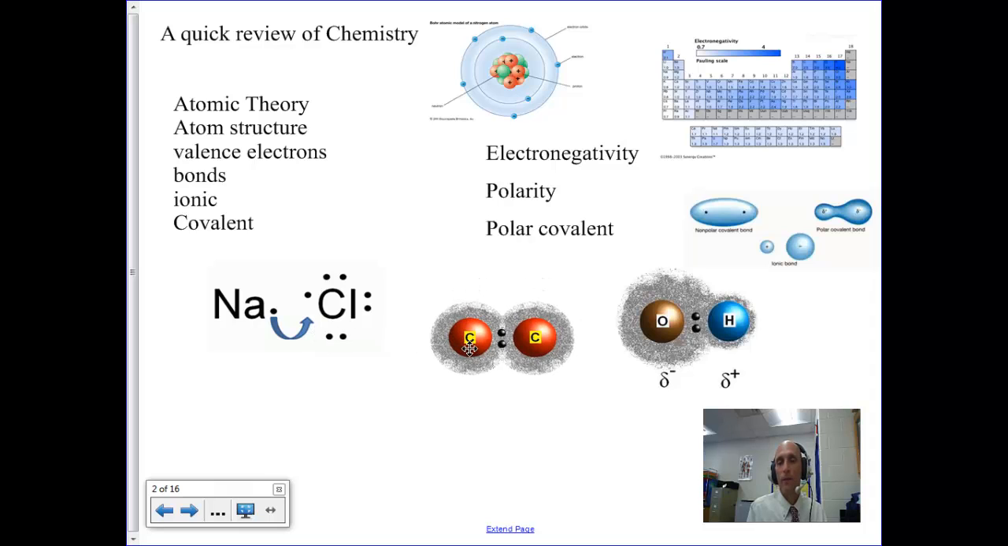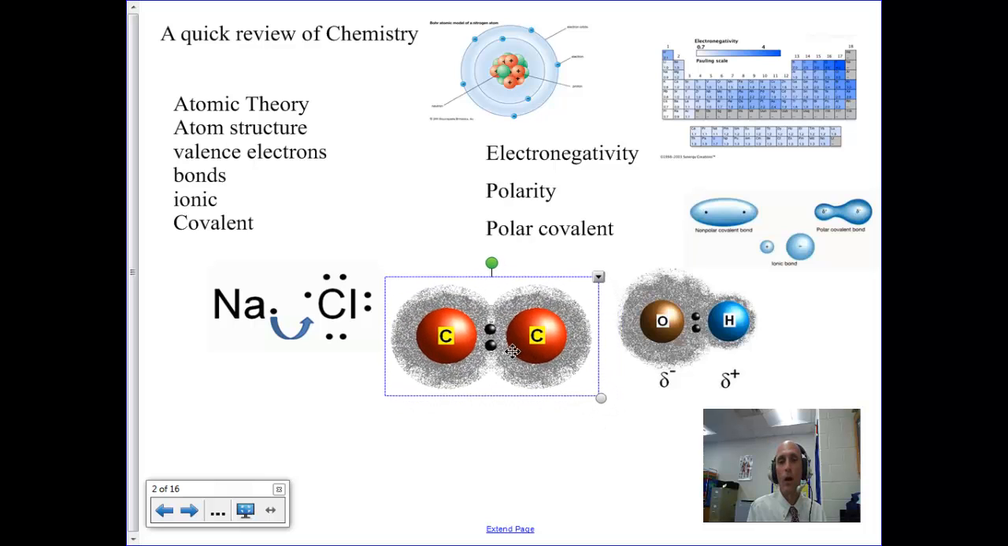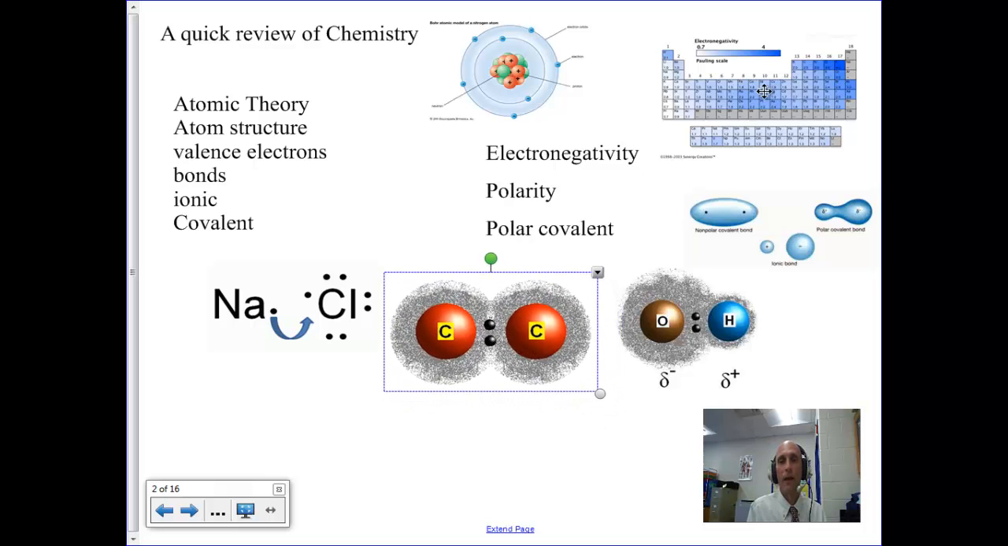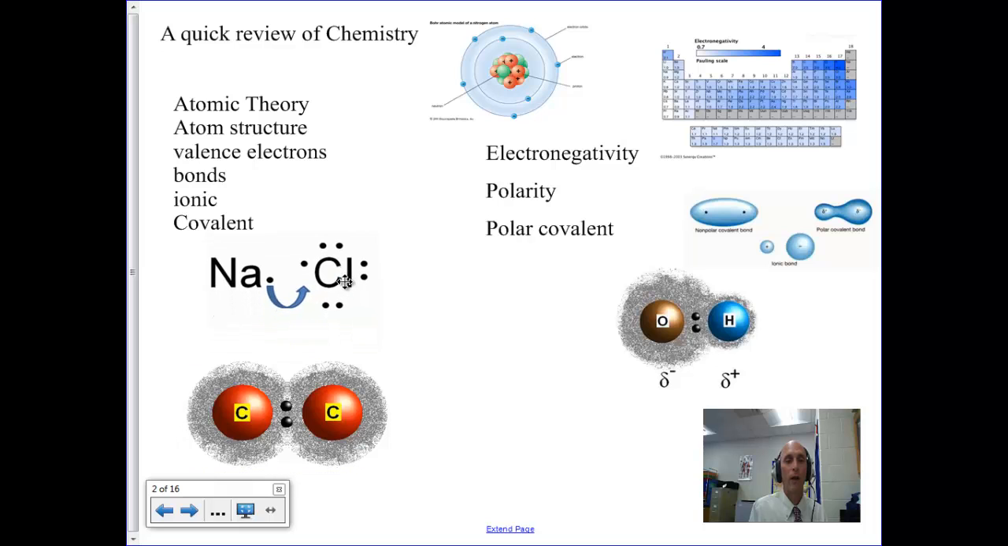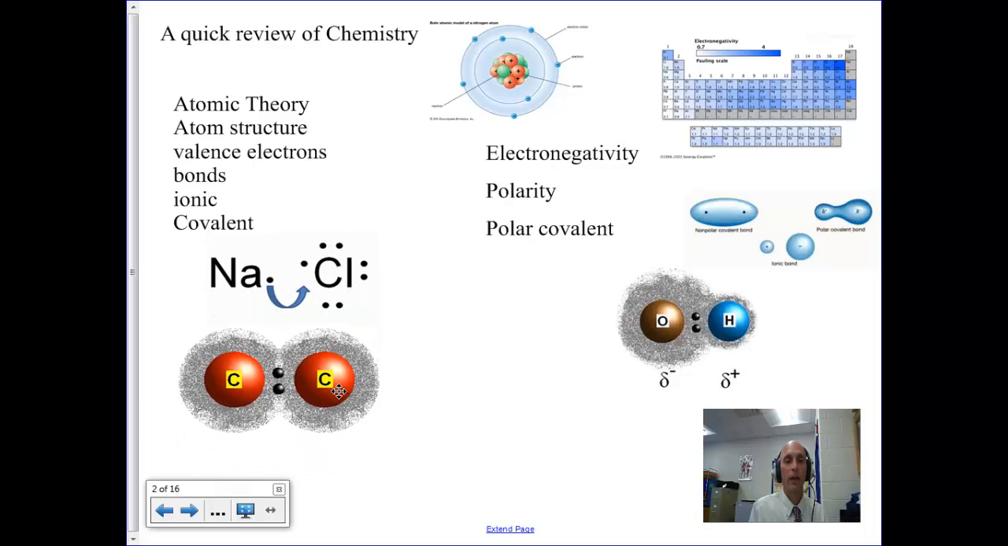Now, if the atoms are the same, as we see between these two carbon atoms, then they have equal electronegativity and no polarity, and it is called a nonpolar covalent bond. That lack of polarity means the charge is equally distributed between the two and doesn't lean one way or the other. So in the case of sodium and chlorine, there's constantly a charge. In the case of carbon with carbon, there is never a charge.